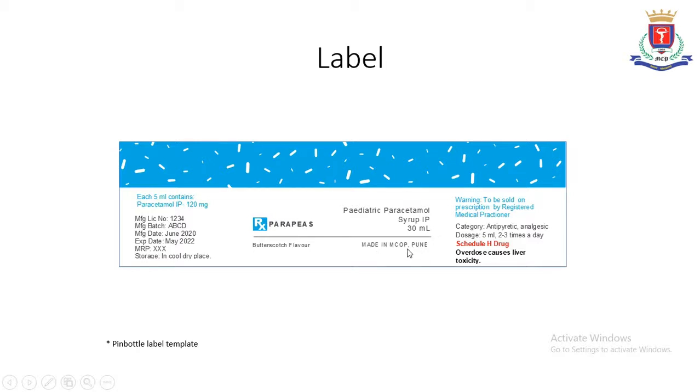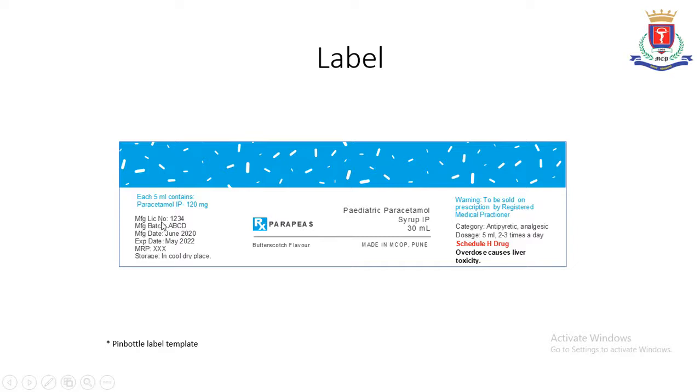Here I'll be writing the amount, that is 30 ml. Then where we have prepared this formulation, that is MCOP Pune. And this is just optional: since I am using butterscotch flavor, and that is my way of marketing my formulation, I have mentioned on my label that it contains the butterscotch flavor. Then in the amount you have to just mention each 5 ml contains paracetamol IP 120 mg. No need of writing the whole formula.